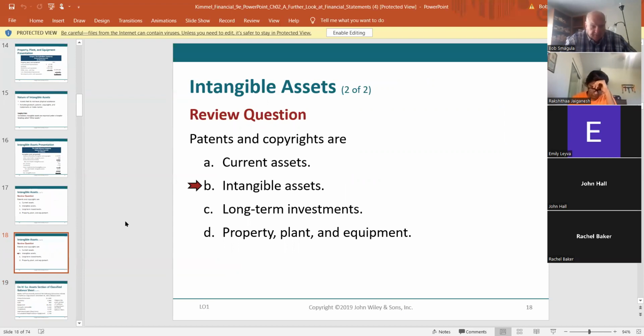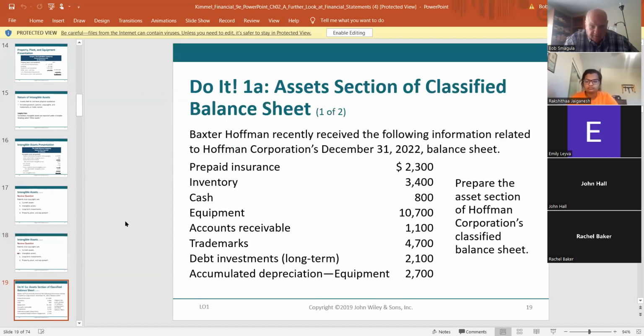Patents and copyrights are intangible assets, intangible. Assets section of the classified balance sheet. Baxter Hoffman received the following information. Okay. Prepare the asset section. Well, everything here, let's take a peek at it. Prepaid insurance, that's an asset. Inventory, cash, equipment, accounts receivable, trademarks, debt instruments, accumulated depreciation. All of these are assets. So the question is, prepare the assets section.